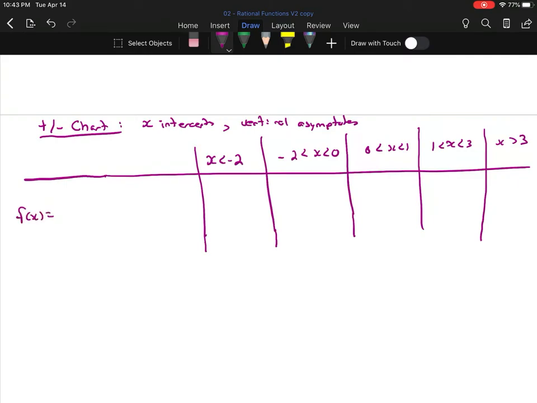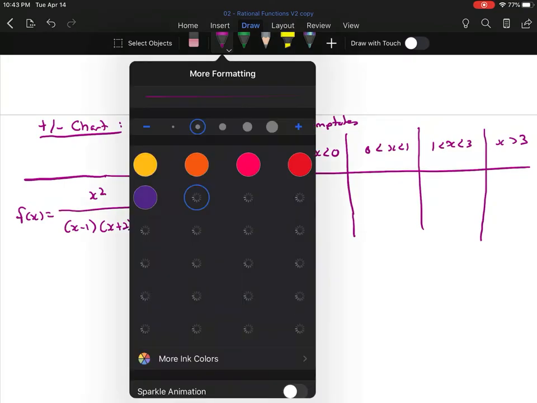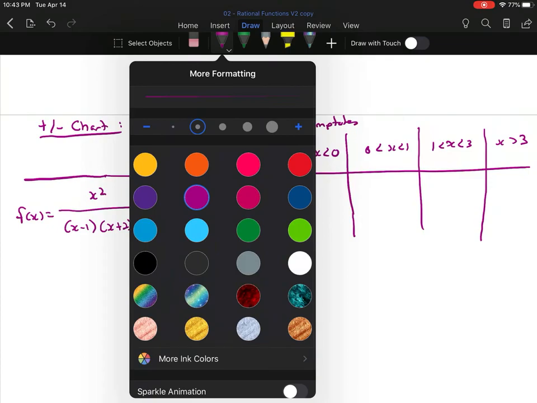So this function that I'm trying to graph has an x squared on the top, and on the bottom has these factors, x minus 1, x plus 2, and x minus 3. And in each of these sections of the graph, the function is going to come out to either positive or negative. Let me walk through how I decide whether it's positive or negative.